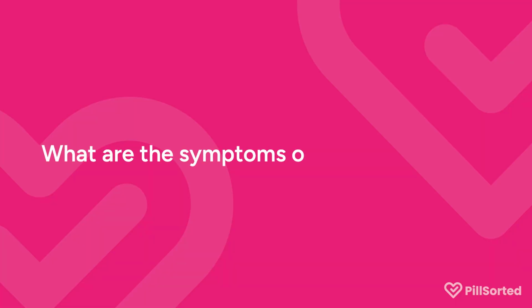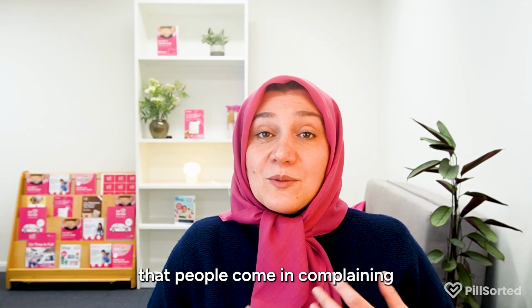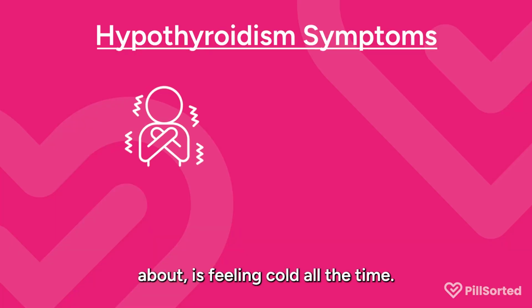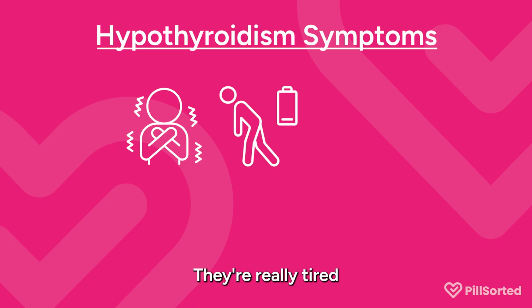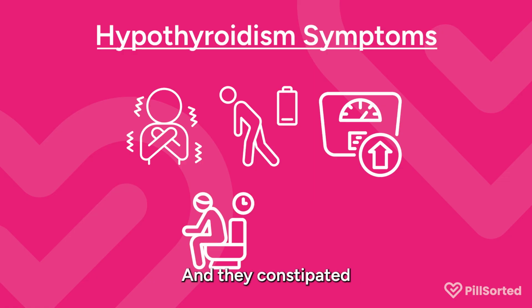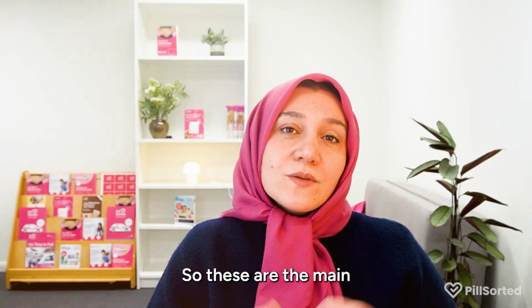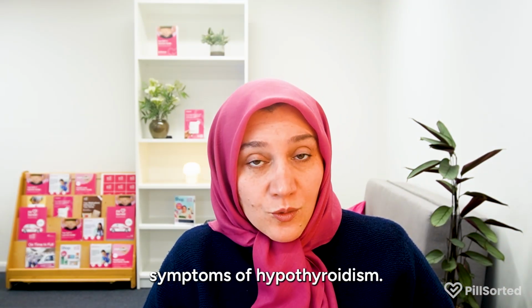But the good thing is that usually after pregnancy, the thyroid goes back to normal. What are the symptoms of hypothyroidism, the underactive thyroid? The most important one that people come in complaining about is feeling cold all the time. They're really tired, and they've realized they've put on around 2 to 5 kilos, so not very significant. They're constipated, and sometimes they can't focus. It's hard to get up and move and get something done. So these are the main symptoms of hypothyroidism.